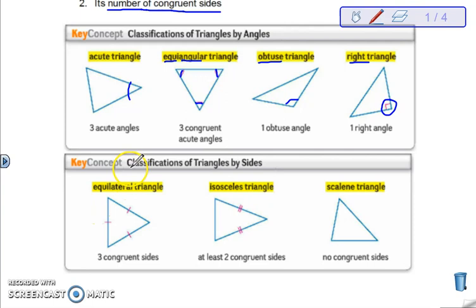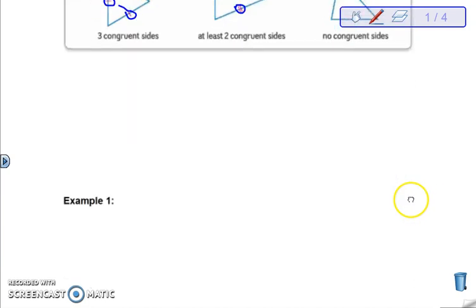When we are classifying based on the sides, having all equal sides gives us an equilateral triangle. Having two equal sides gives us an isosceles triangle. And if we have no congruent sides, then we're looking at a scalene triangle. Alright, so let's look at an example.